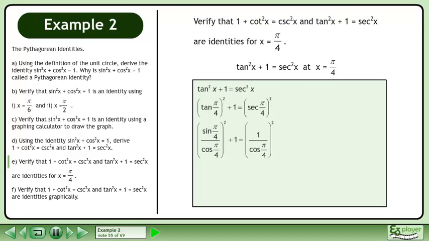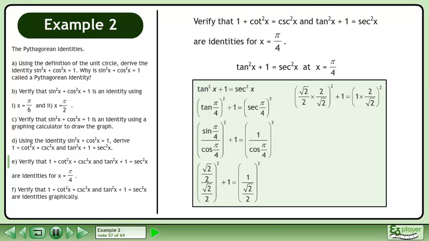Rewrite the tan and secant ratios in terms of sine and cosine. Both cos pi over 4 and sine pi over 4 equal root 2 over 2. For each fraction, multiply the numerator by the reciprocal of the denominator. Simplify. Simplify further. The result is 2 equals 2, which completes the verification.